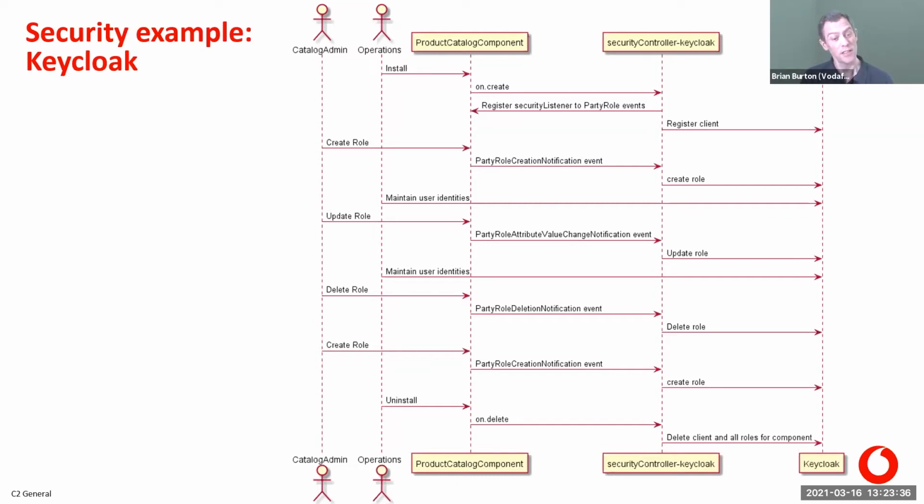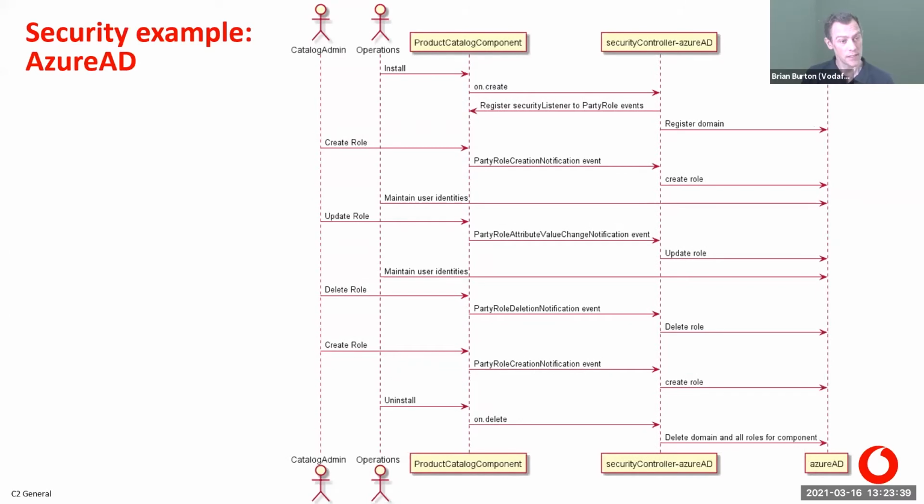On the next slide is exactly the same thing, but we've cut and replaced Azure AD and Keycloak, because actually in Vodafone we would probably test this against Azure AD. What we've done so far is identify how we would create the security controller to do that. We haven't actually done it yet, but we've identified the APIs and how we're going to call the APIs in Azure AD that would allow us to do exactly the same thing. The key point on this diagram is that the product catalog component part, the operations part, the catalog admin part, none of that has actually changed.